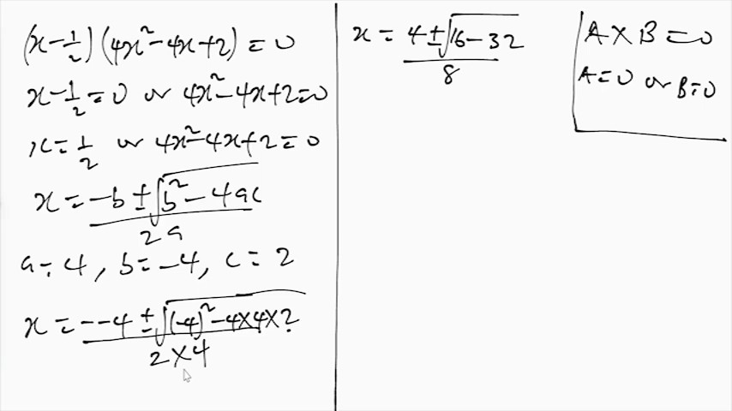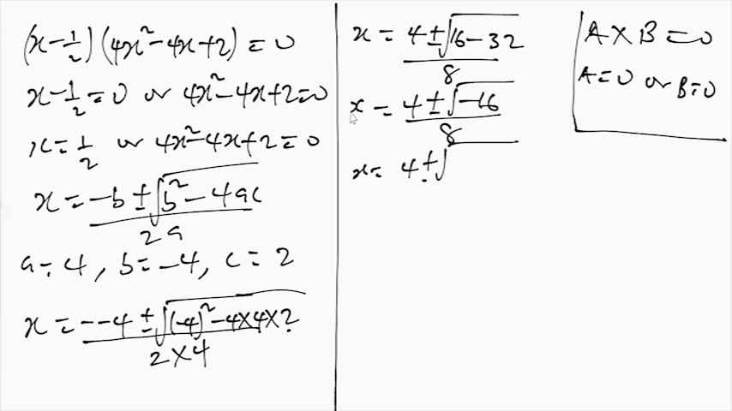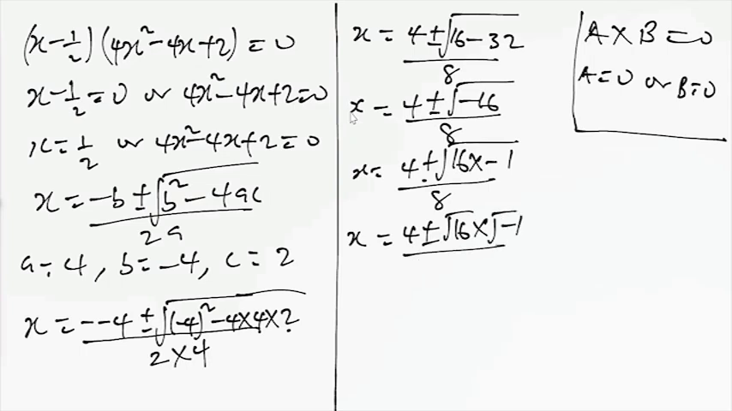Then x will be equal to 4 plus or minus square root of 16 minus 32, which is minus 16, divided by 8. So from here we say x equals to 4 plus or minus square root. We can split this 16 multiplied by minus 1. And mathematically speaking, you can also unravel this. This is 4 plus or minus square root of 16 multiplied by square root of minus 1, divided by 8. And in mathematics, when you see square root of negative 1, we say it's a complex number, so we use i to denote it.